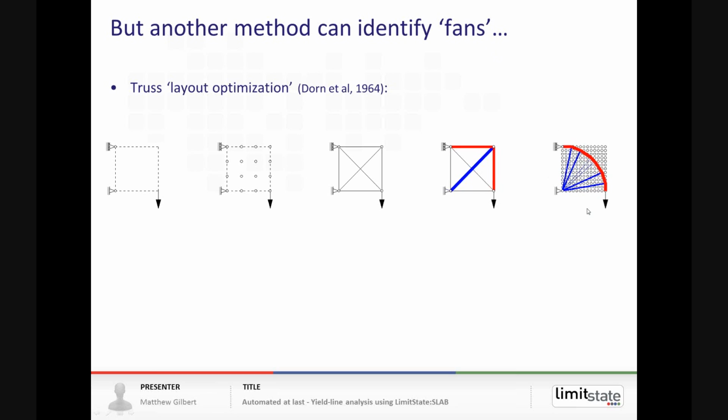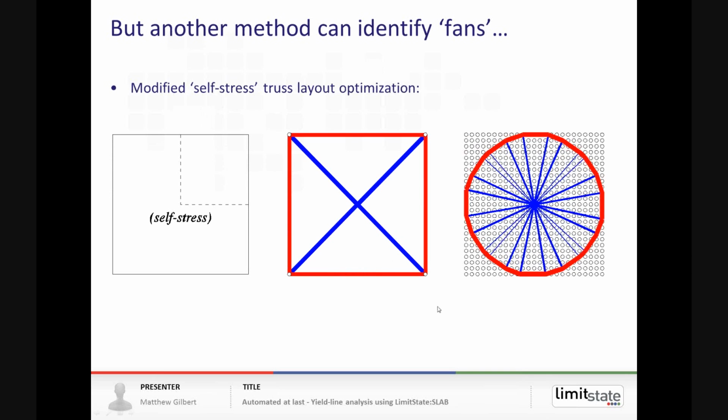Actually it's a quarter of a bicycle wheel, and it doesn't take a great leap of logic to see that a quarter of a bicycle wheel is actually identical in topology to a quarter of a fan type mechanism that you may get in a slab analysis problem when you're using yield lines. But obviously the loading that you apply in a truss optimization problem is not necessarily the same as one you might think about for a slab problem.